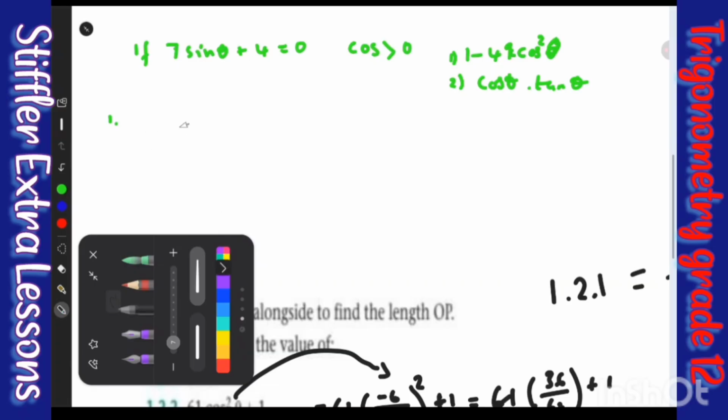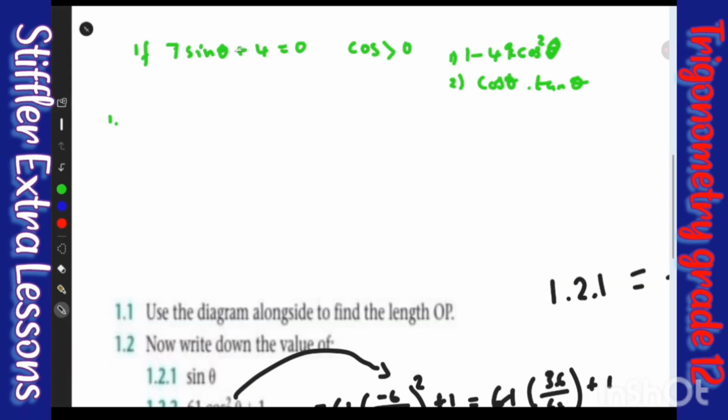Okay. So first, let's make sine the subject of the formula, right? So we're going to take 4 to that side, and it becomes negative 4, and then we divide by 7, so it will be negative 4 over 7. So our sine of theta becomes negative 4 over 7. And you know that this 4 is the opposite, and this 7 is the hypotenuse.